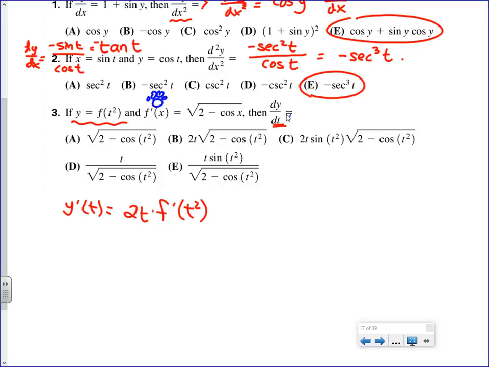Now go look at your clue and ask, why on earth did they give me f prime of 0? Because I need it. And I need it how? I need it because I need to plug t squared into my f prime function. In Calc BC? Wait, no. You plug in t, not t squared.